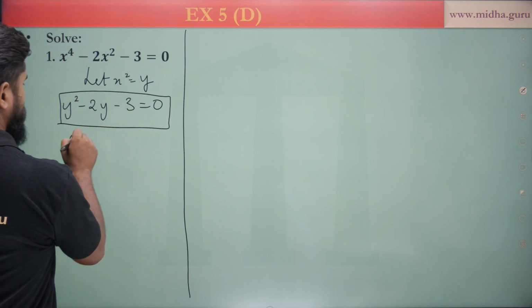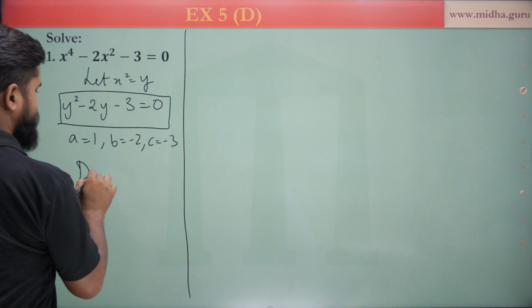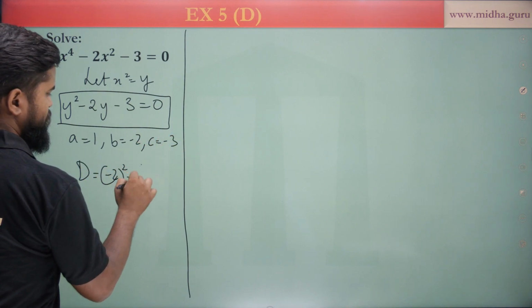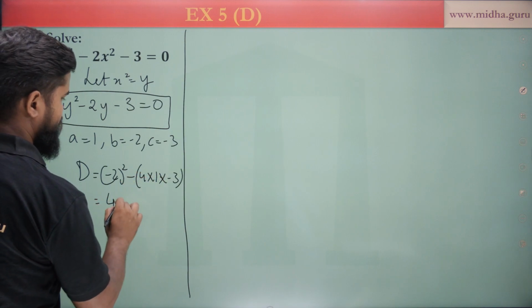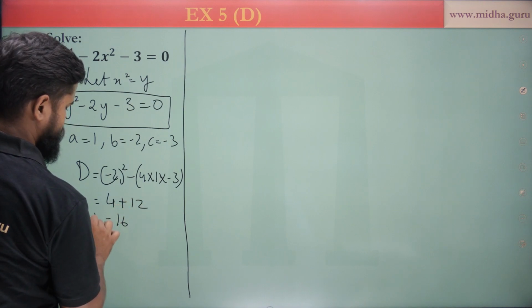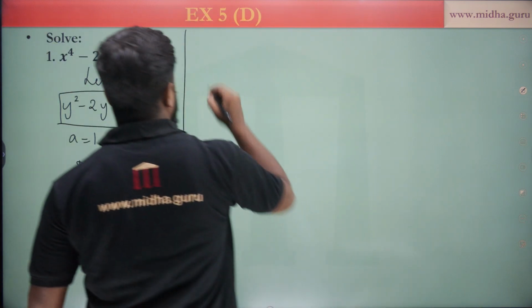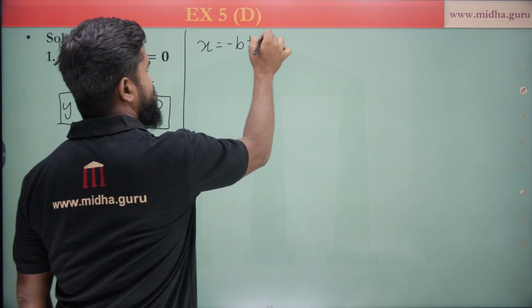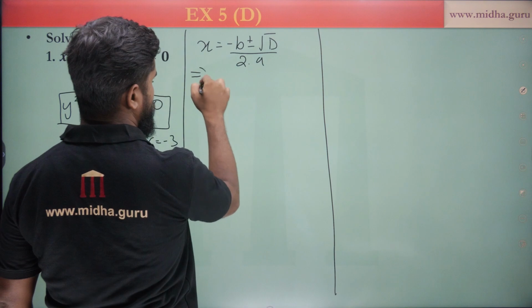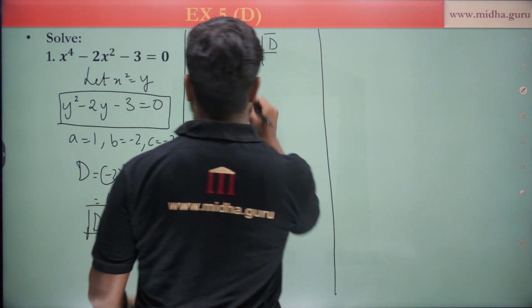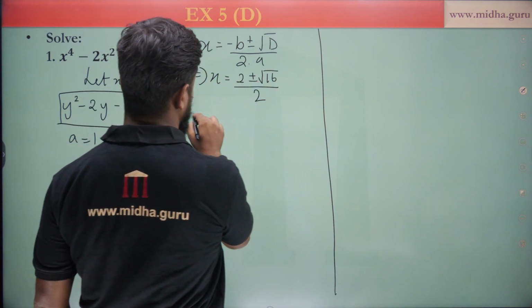So now, in this equation, a is 1, b is minus 2 and c is minus 3. So the discriminant becomes (minus 2) whole squared minus 4 times a into c. Minus 4 times minus 3 becomes plus 12, so the discriminant is equal to 16. Now, x is equal to minus b plus or minus the root of the discriminant by twice of a. So minus of b, since b is minus 2, it becomes 2, plus or minus the root of 16 by twice of a, since a is 1, it is 2.